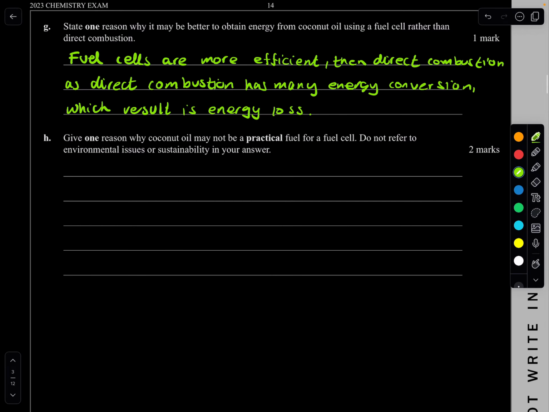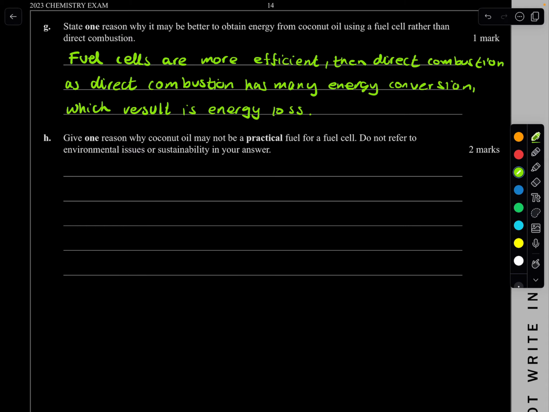Give one reason why coconut oil may not be a practical fuel for a fuel cell. Do not refer to the environmental issues or sustainability in your answer. So give one reason why coconut oil may not be practical for a fuel cell. There are so many answers you can talk about.